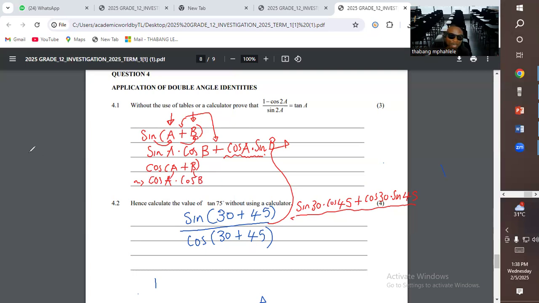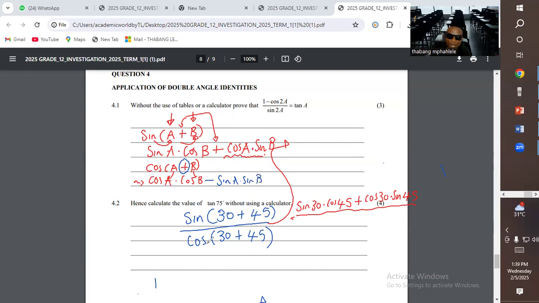Your sign here is positive. If you observe the sign in the bracket, it's positive. So when we are expanding cos, the sign will change. We are going to use a different sign. Now we have cos A cos B. We continue with the same idea, but now you are using sine. So you're going to say sine A, sine B.